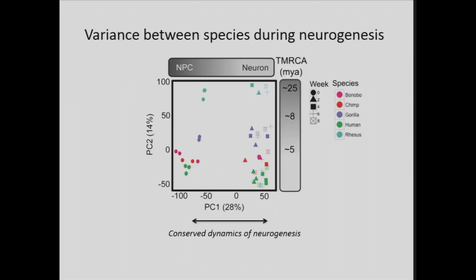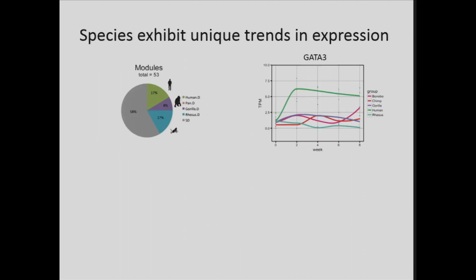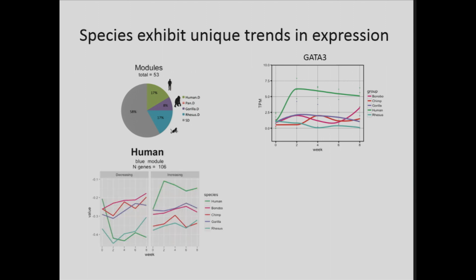So I've told you that we have conserved dynamics of neurogenesis, and that also there's a regionalization that occurs as a function of evolution. And the last thing I'm going to tell you is about human-specific trends. So the last thing to ask is, what is actually inhibiting the humans from moving forward in developmental time? And in order to do that, I tried to identify genes that were expressed specifically in humans, and I found this gene, GATA3, that is increased in humans only, not expressed in the neural progenitor cell.